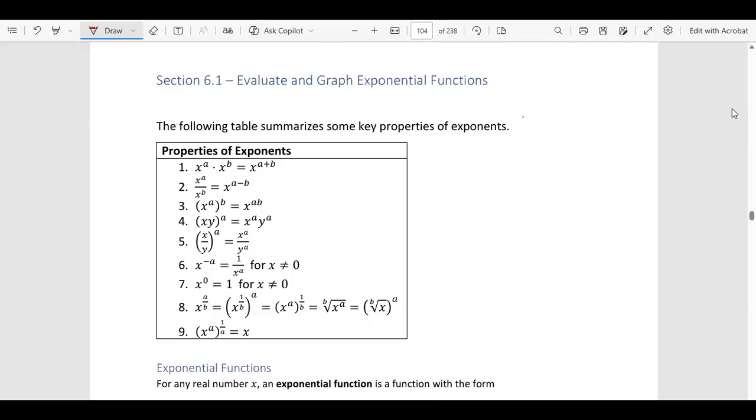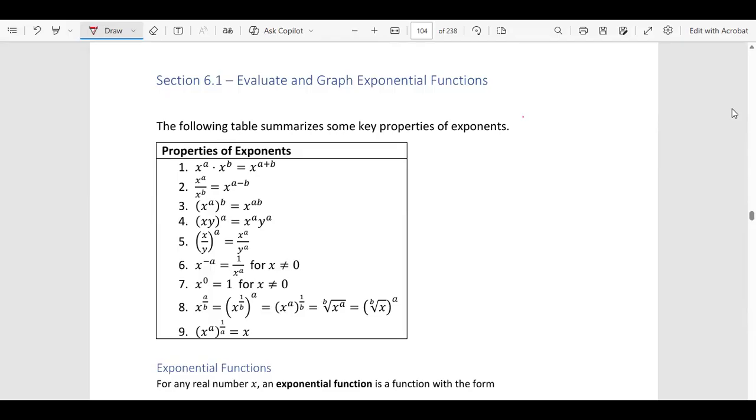Exponential function. In this video, we want to talk about exponential functions, learn how we can evaluate them with different values, how we can graph them, and how we can use them to work on application problems.